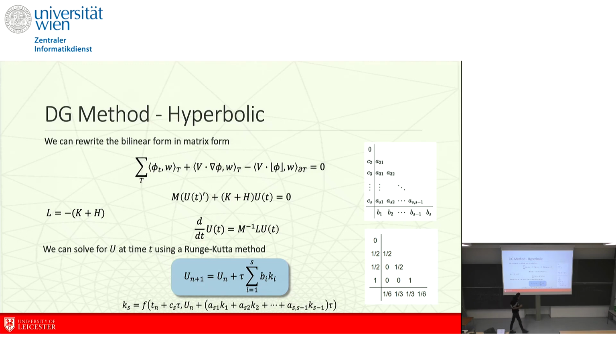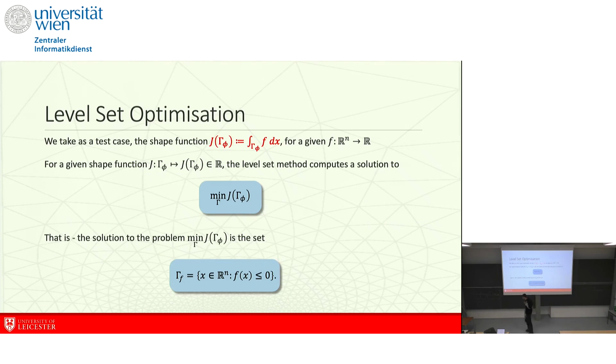Now to talk about the temporal part, we simply time-step the problem using a Runge-Kutta method. Now, I'm sure everyone knows what a Runge-Kutta method is, so I'm not going to explain this. But yeah, that's how we time-step the problem. So now I'll talk about the level set optimization.